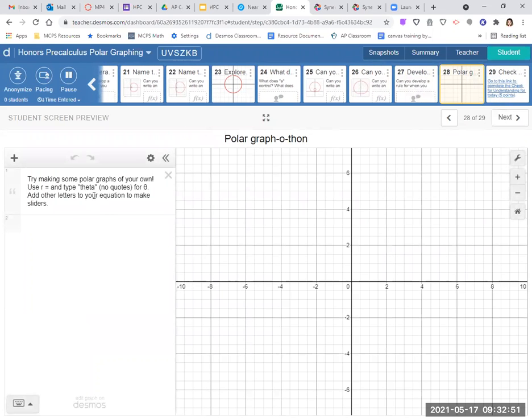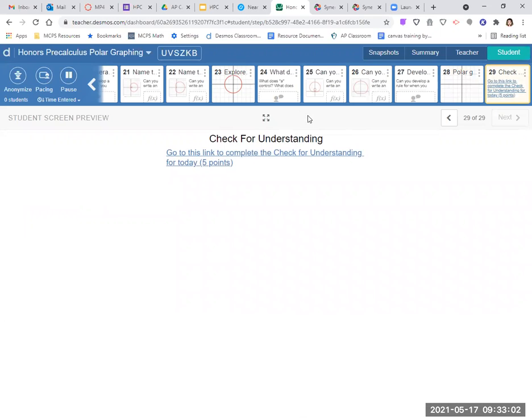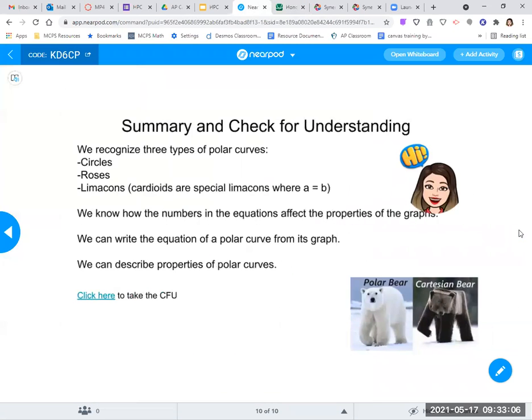All right, so here you can play around a little bit with the graphs. So now we've done circles, roses, and limacons, and a special kind of limacon called a cardioid. The last thing you would do is go to this link to do the check for understanding. In summary, we've recognized 3 types of polar curves: circles, roses, and limacons. We know how the numbers in the equation affect the properties of the graphs. We can write the equation of a polar curve from its graph, and we can describe properties of polar curves.